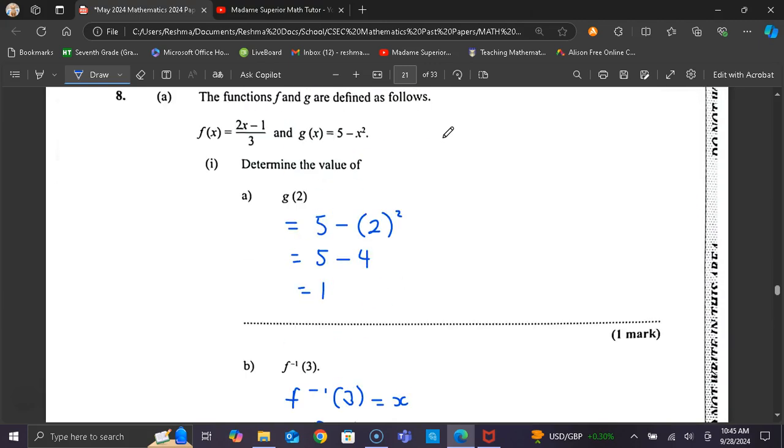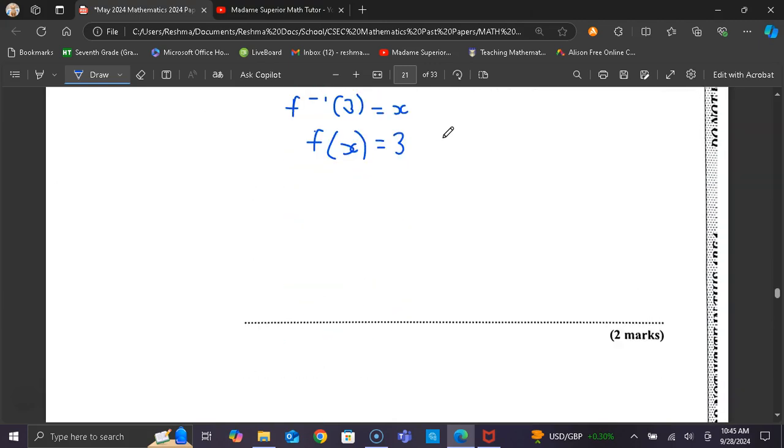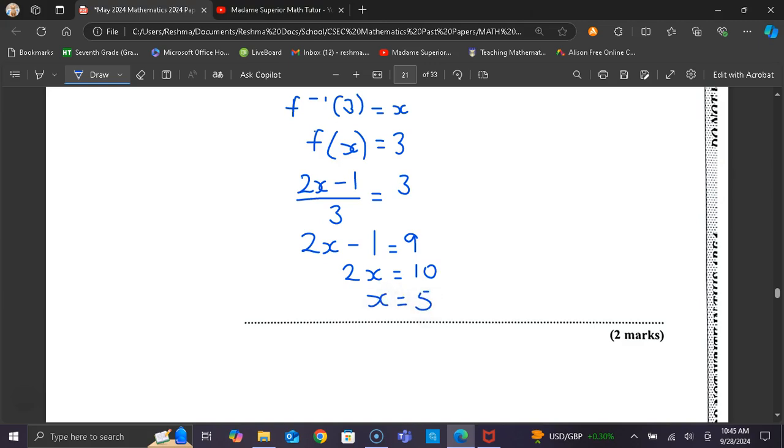Okay, so f of x is (2x minus 1) over 3. So therefore, (2x minus 1) over 3 is equal to 3. Multiply by 3 on both sides, so we get 2x minus 1 is equal to 9. Add 1 to both sides, so we get 2x is equal to 10. And divide by 2 on both sides, so therefore we get x is equal to 5. So the value of f inverse of 3 is equal to 5.